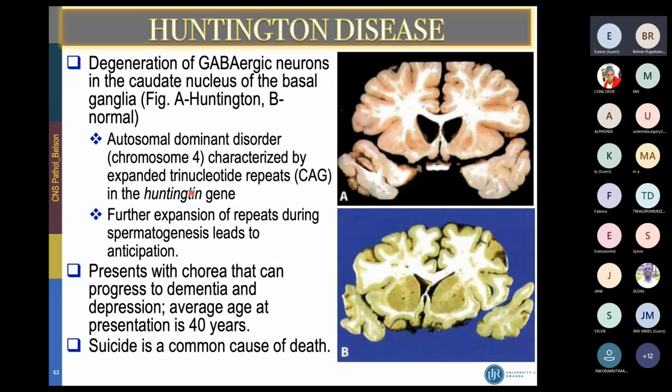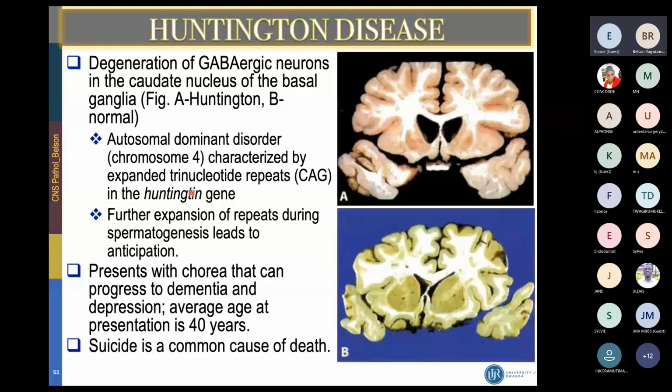Repeats during spermatogenesis lead to anticipation, meaning the disease appears earlier, manifesting as early as possible. It presents with chorea that can progress to dementia and depression. Average age of presentation is 40 years. Suicide is a common cause of death, maybe because of that depression.